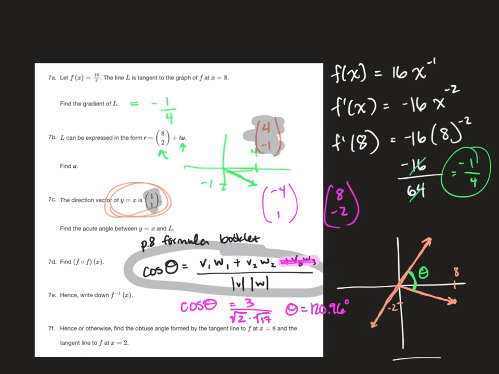120.96 degrees, but we're looking for the acute angle, which means you're just going to take the complement of this, so 180 minus 120.96, and you are going to get that the angle is about 59 degrees. Or if you wanted to convert it to radians, it's like 1.03 radians. Same idea. Whew, buddy. Okay.